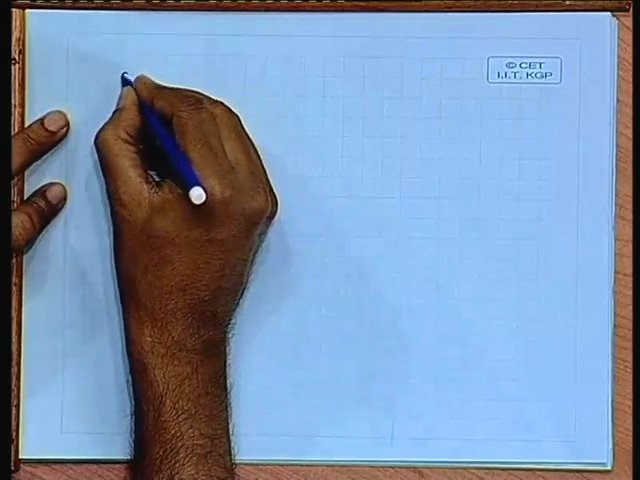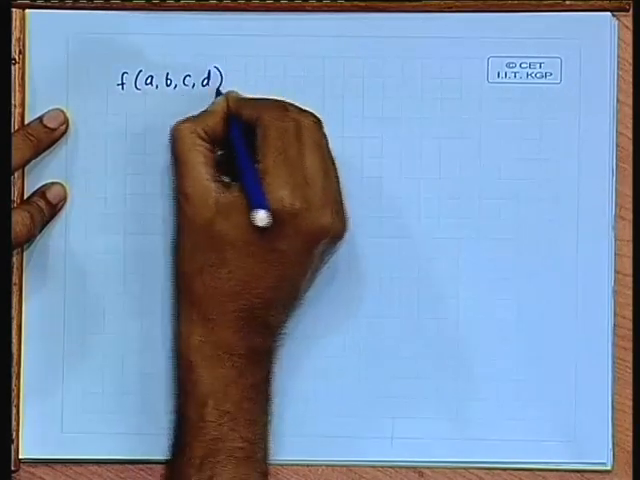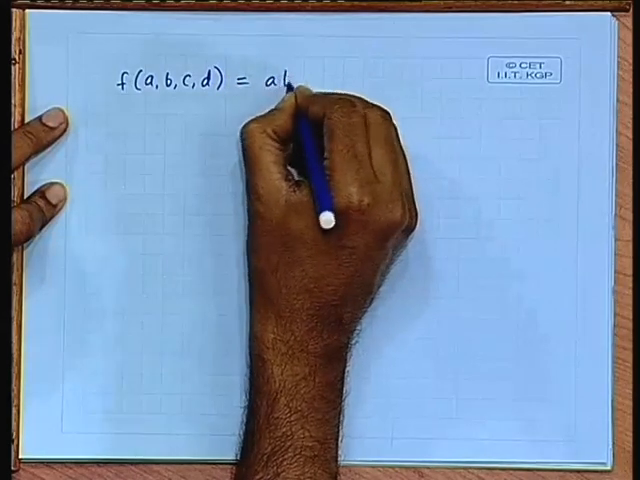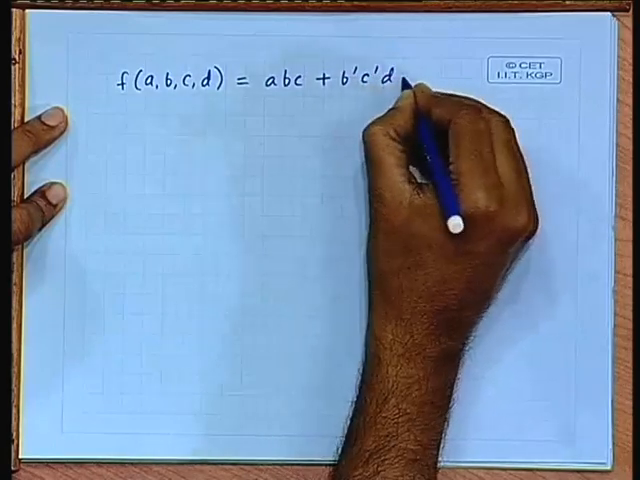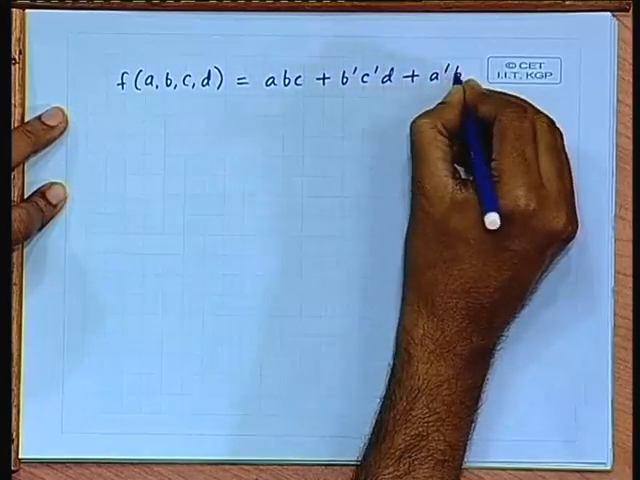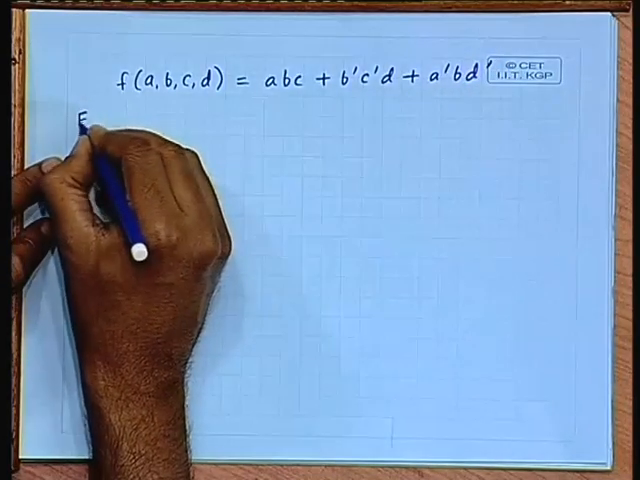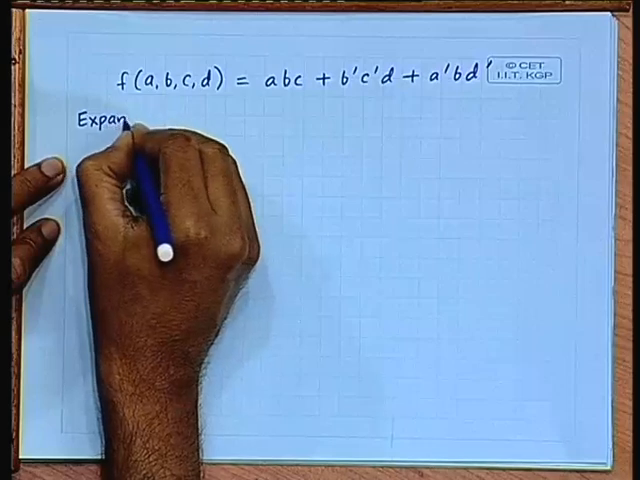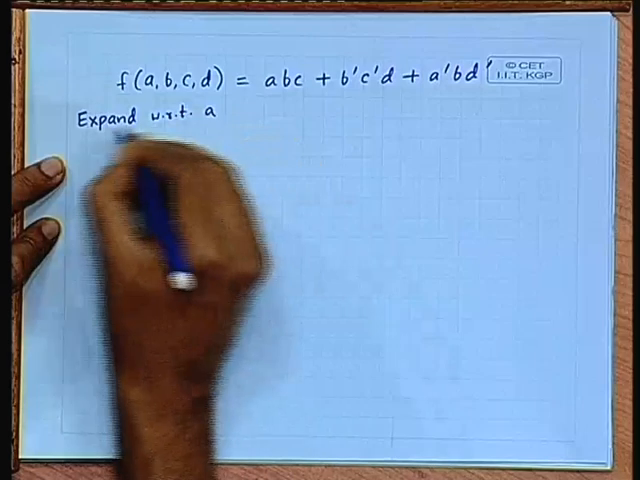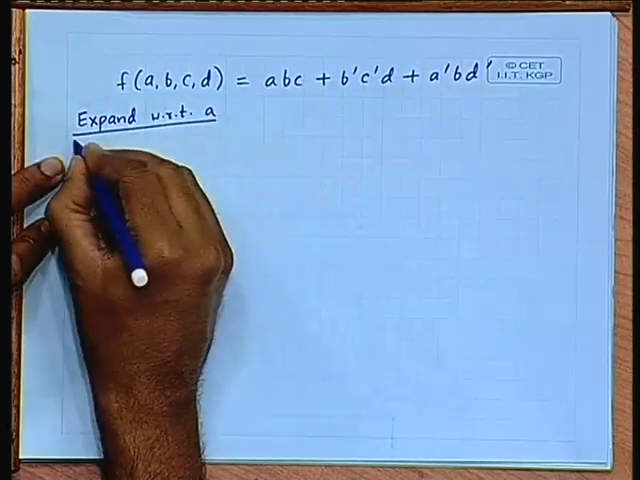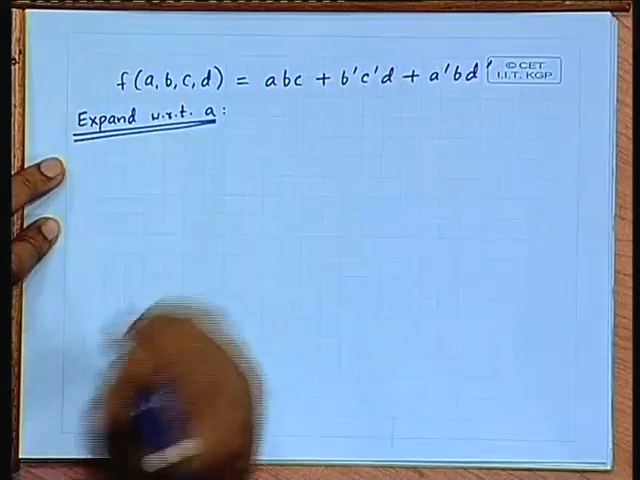Suppose I have a function of 4 variables, say a, b, c, d. Say the function is a b c, or b' c' d, or a' b d'. Suppose we want to expand this function with respect to input variable a. Well, first let us try to see how we do this normally.